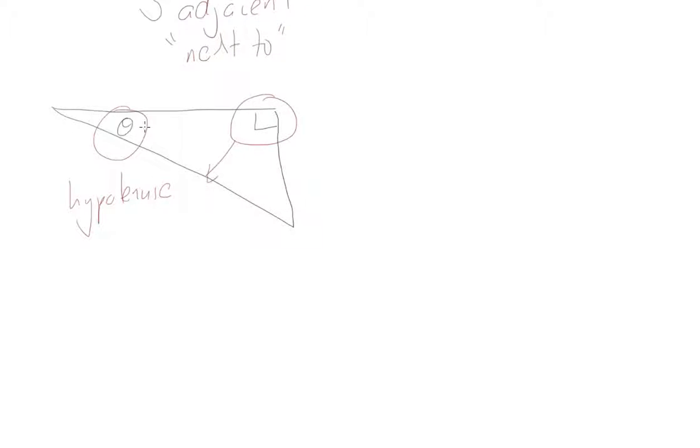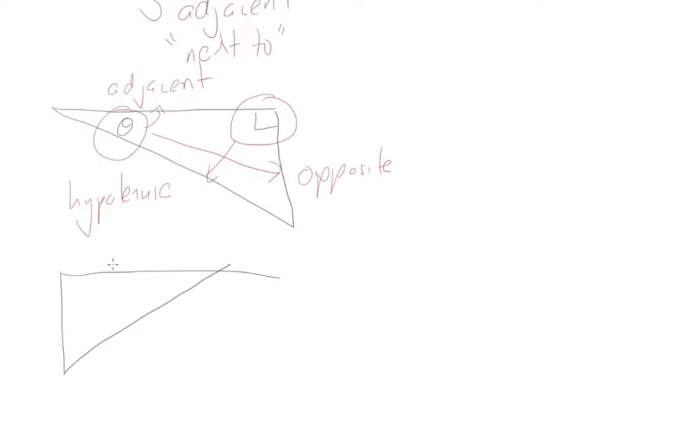Opposite my angle is over here, that's the opposite. And next to my angle, well, that's already been taken. This here will just be the adjacent. So my opposite, my hypotenuse, and my adjacent. And one last example. You should be pretty well guessing the labels for yourself at this stage.